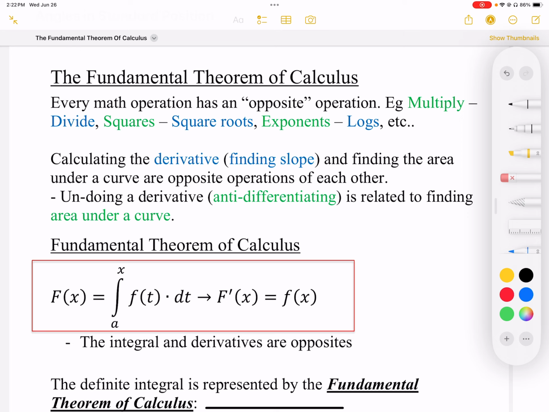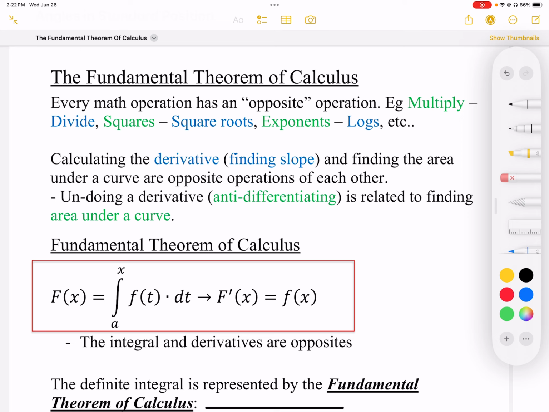So in math, every operation has an opposite. Multiplication and division are opposite, squares and square roots are opposite, exponents and logs. In calculus, we have differentiating or finding slope, and the opposite of that is going to be anti-differentiating, which is related to area under a curve. So finding slope and finding area are opposite operations in calculus.